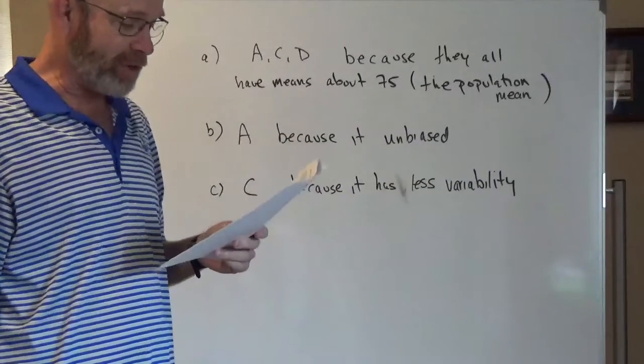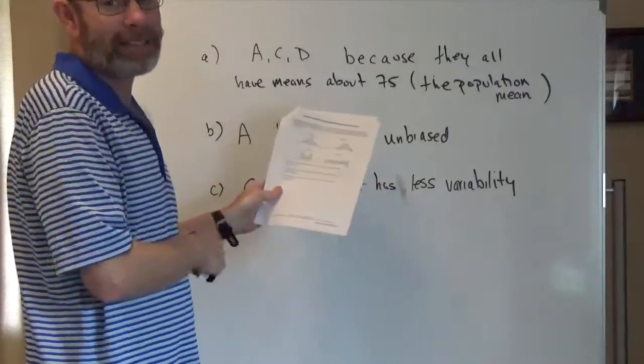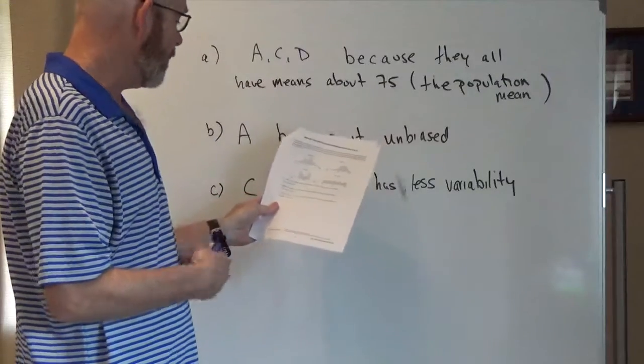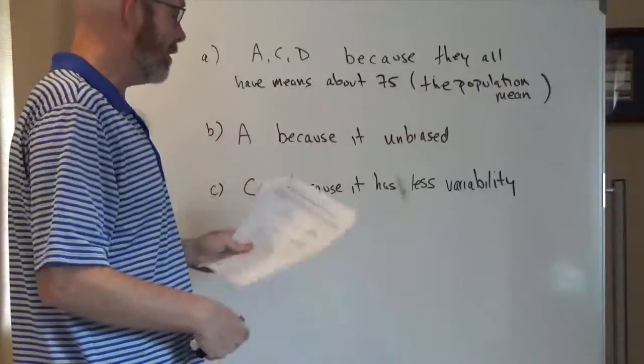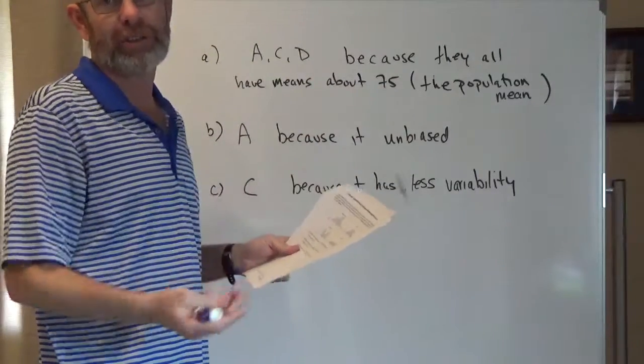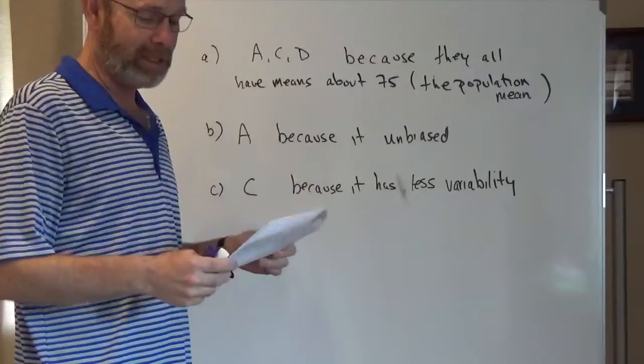And then which one of C or D would be better? Well, C and D are both unbiased, so now the question is which one do you want to use? And C is a little bit better because it has less variability. It's not as spread out. So it'll probably give us a better gauge of what's really happening in that population. So that's it for 1 and 2.